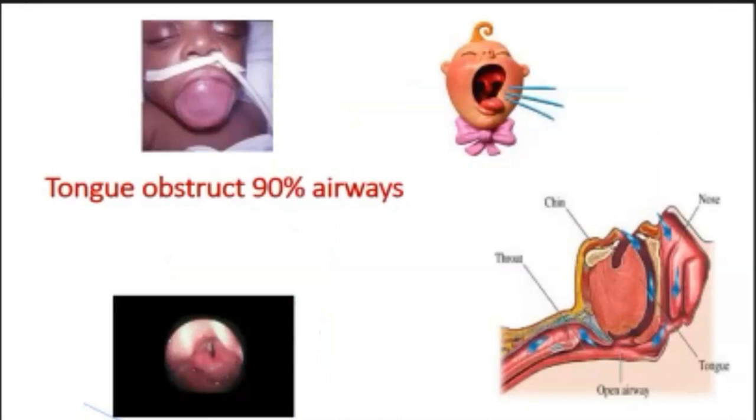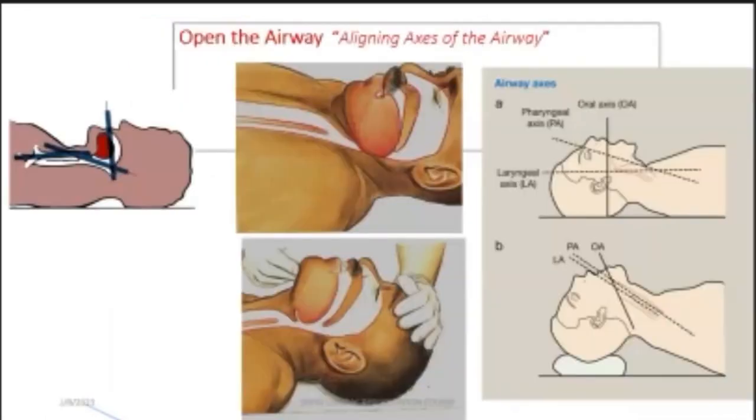It's like the posterior half of the tongue, it has a lot of muscles. When our consciousness goes down, it covers the glottis. It forces the epiglottis to cover the glottis. It doesn't fall back, it falls on the epiglottis. So what we do, we should know that simple maneuver by hand, we can open the airway because we can align these three axes.